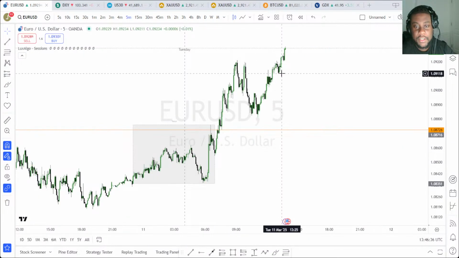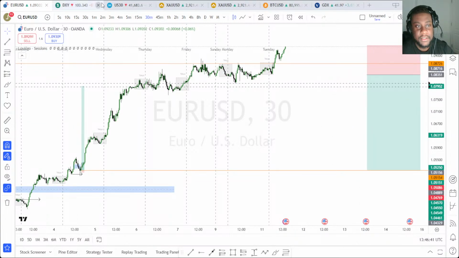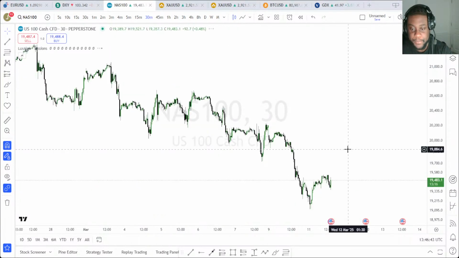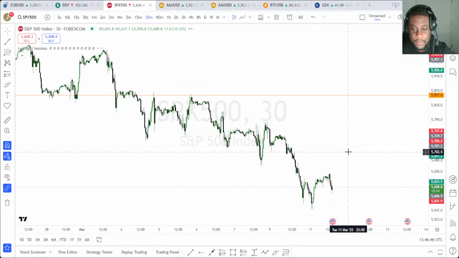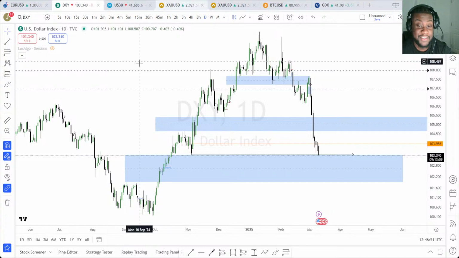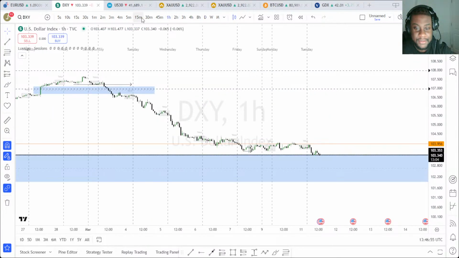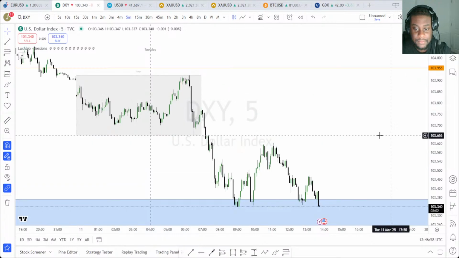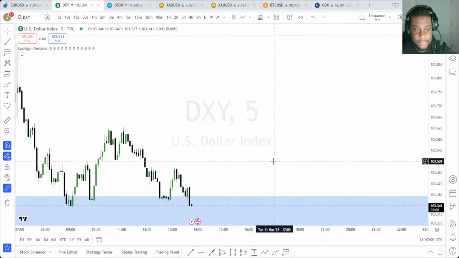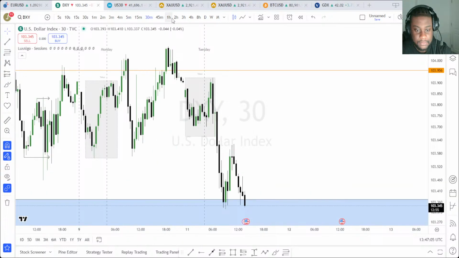EU is also pushing. I think that's about to hit stop. Yeah, it's about to hit stop. Okay. Dow Jones is still going. Guys, stock market is not looking good. It's just not looking good, guys. It's not looking good at all.